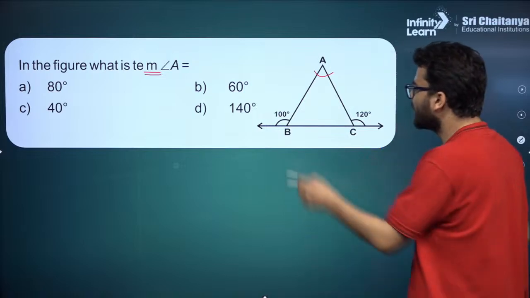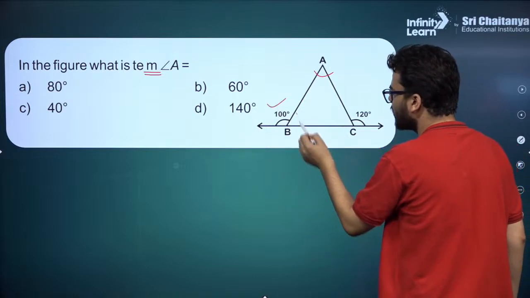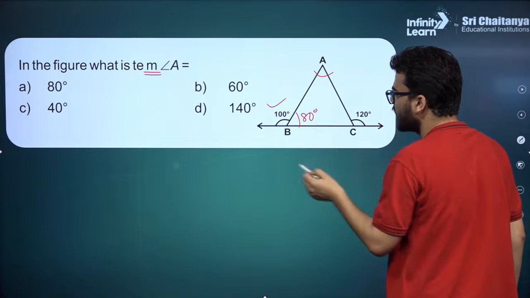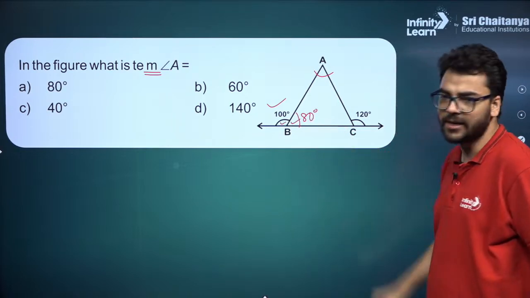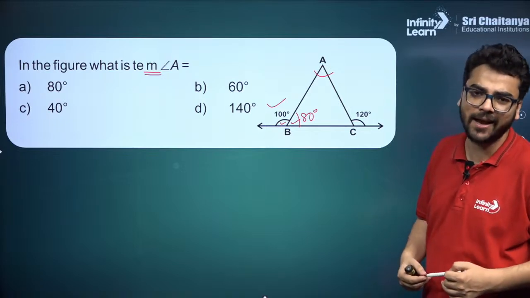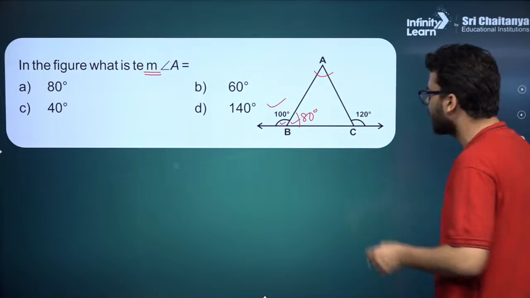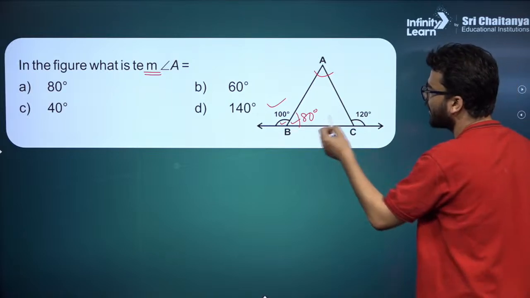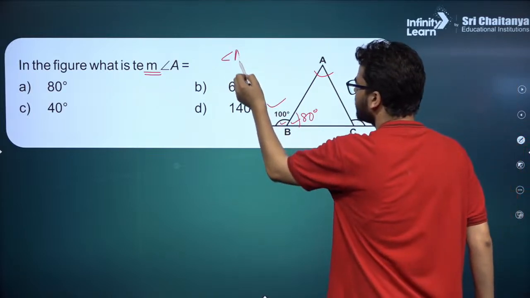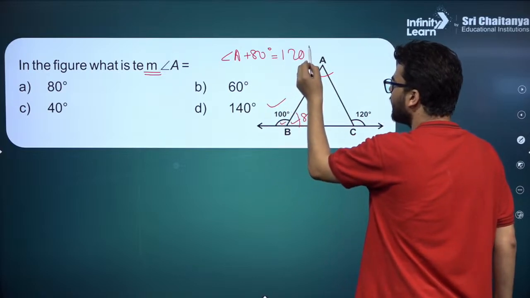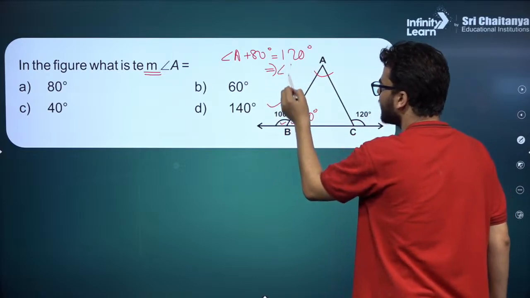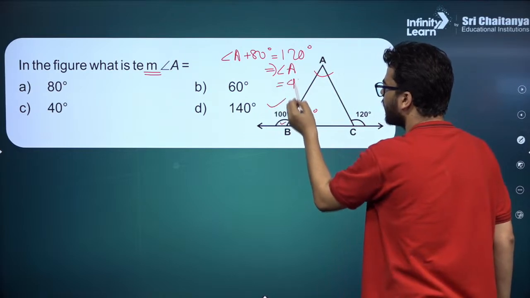So you see over here, this is 100. Now can I not say that this angle will be 80, guys, because they are forming a linear pair, correct? So this angle will be 80. Now we have studied the exterior angle property in the previous session, correct? So can I not say over here that angle A plus 80, using the exterior angle property, is equal to 120 degrees. So it's a direct question. You can say that angle A will be equal to 40 degrees.